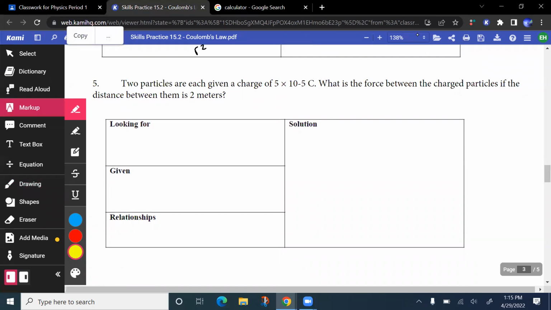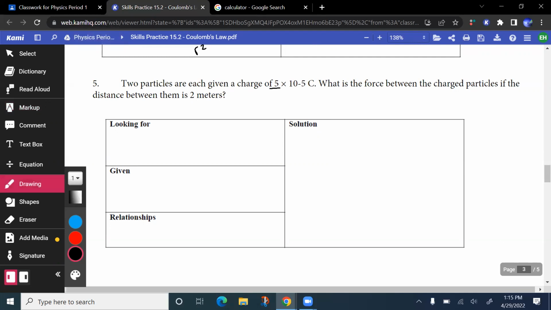Question 5. Two particles are each given a charge of 5 times 10 to the negative 5 coulombs. What is the force between the charged particles if the distance between them is 2 meters? So if the two particles each have that charge, this would be Q1 and Q2. There, of course, is R, and yes, again, we're looking for the force.